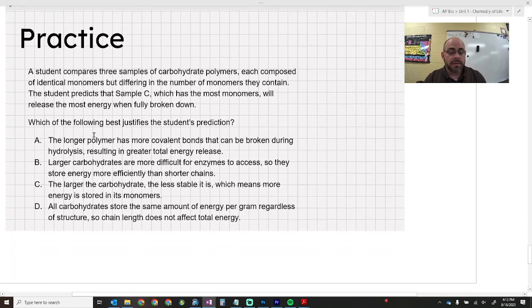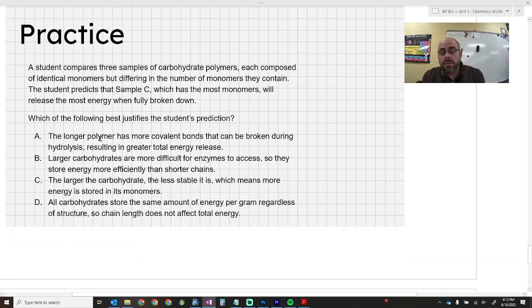Hey, here's some practice. Let's look at it together. Pause the video if it helps, and I'll read the prompt, and we'll do that right now. A student compares 3 samples of carbohydrate polymers, each composed of identical monomers, but differing in the number of monomers they contain. Okay, so there's similar composition, but different at the same time. The student predicts that sample C, which has the most monomers, will release the most energy when fully broken down. Interesting. Which of the following best justifies the student's prediction?